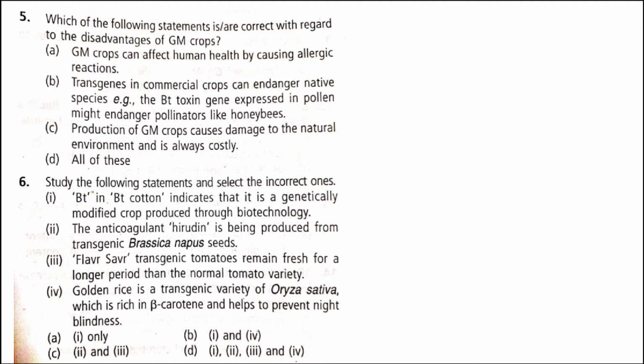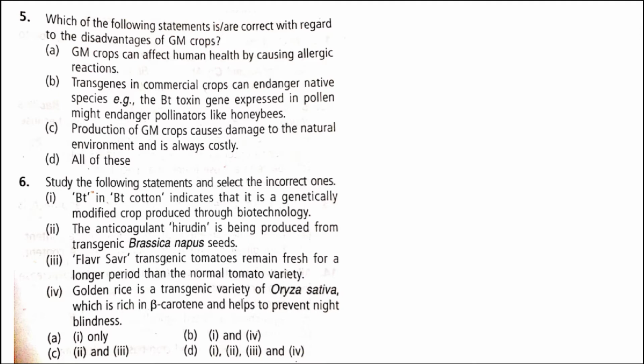Next, which of the following statements are correct with regard to the disadvantage of GM crops? A. GM crops can affect human health by causing allergic reactions. B. Transgenes in commercial crops can endanger native species. Example, the Bt-toxin gene expressed in pollen might endanger pollinators like honeybees. C. Production of GM crops cause damage to the natural environment and is always costly. And D. All of these. The answer will be D.